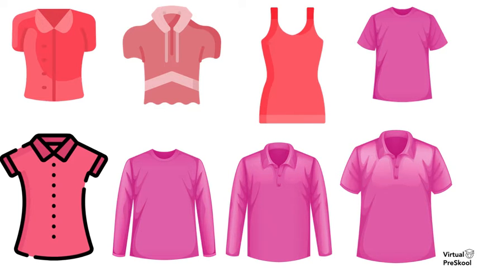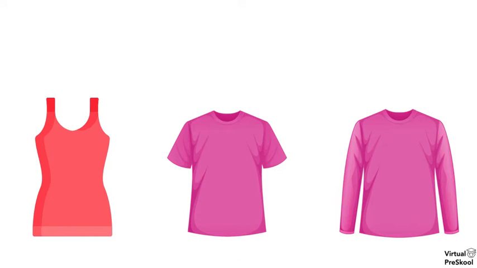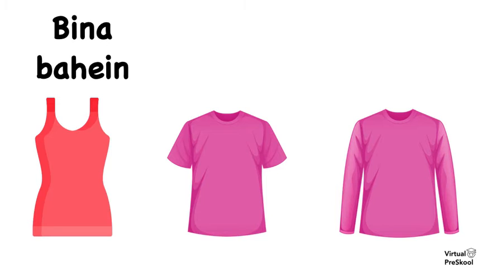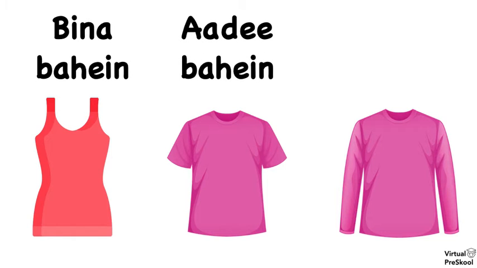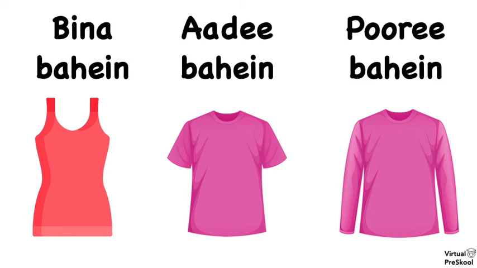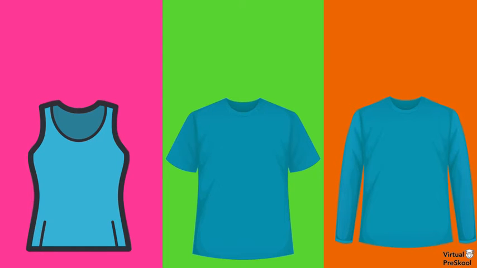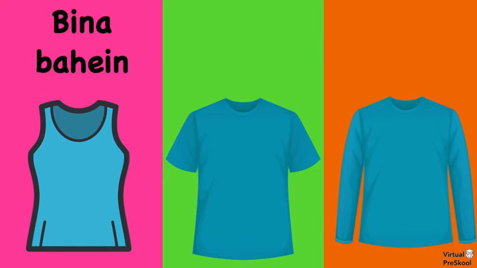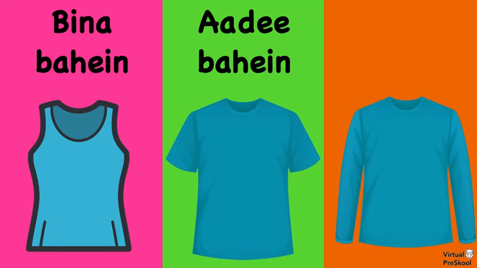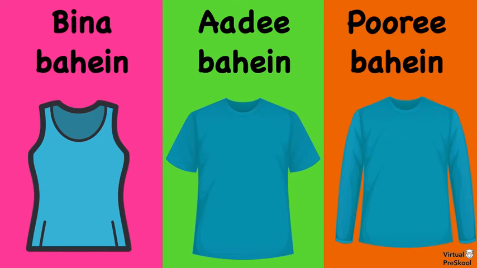Let's start with sleeve lengths. In class, we learned about sleeveless, half sleeves, and full sleeve shirts. Bina bahe means sleeveless or without sleeves. Adi bahe is half sleeves. And puri bahe is full sleeves. Let's practice those again. Bina bahe is sleeveless. Adi bahe is half sleeves, and puri bahe is full sleeves.